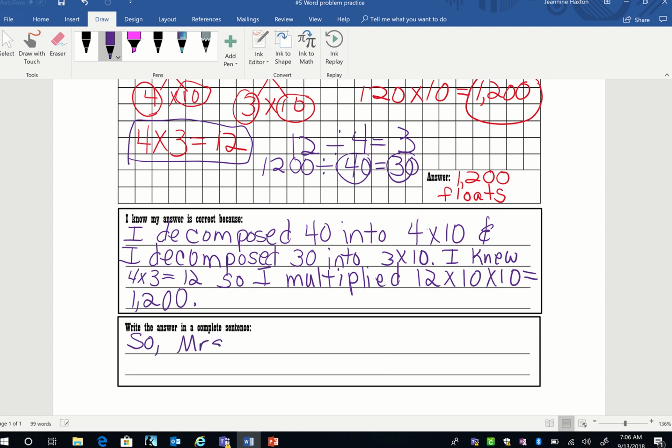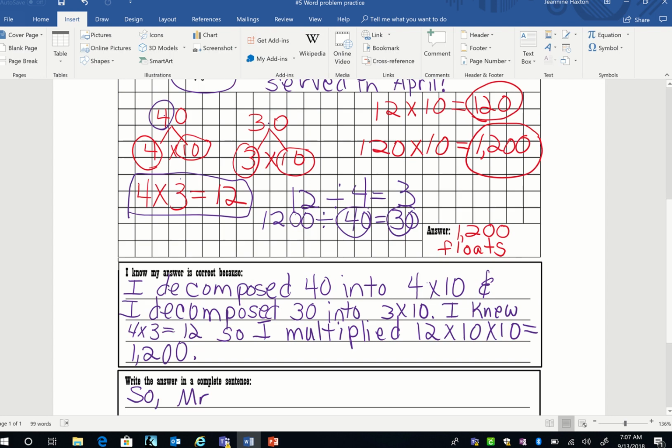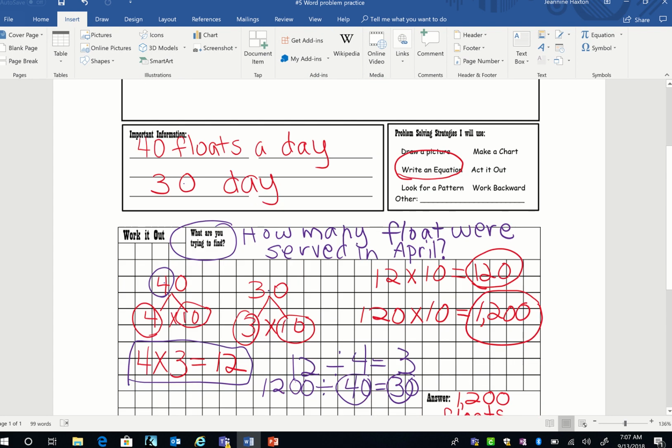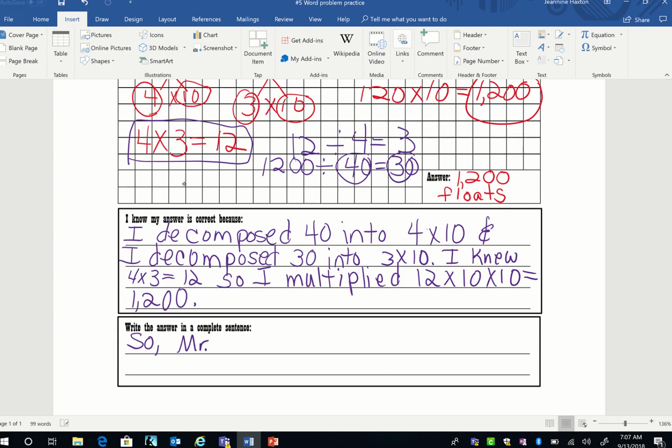Mr. Whoops, not Mrs. Mr. And I'm going to look for his name up here. Mr. Walker sold, and he was estimating, so I'm going to use the word about, sold about 1,200 floats in April. Whoops. Okay, there we go.